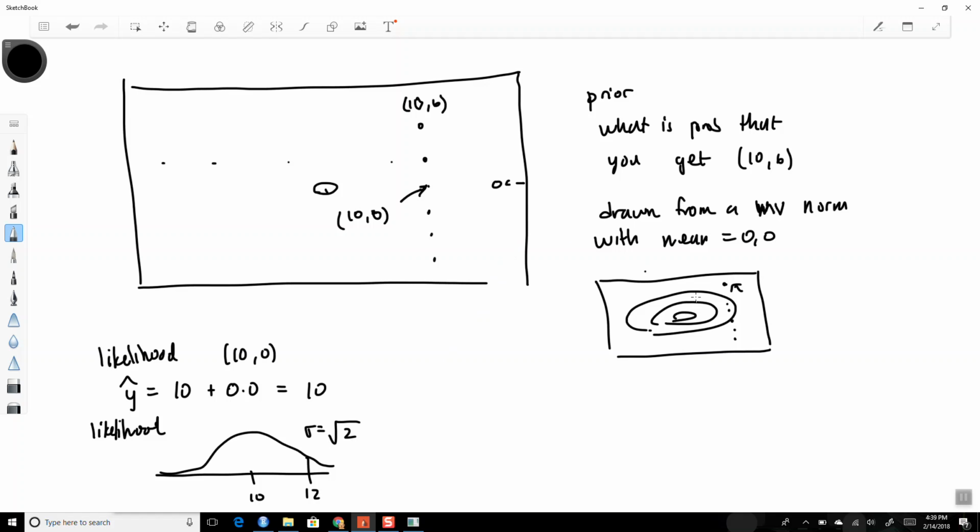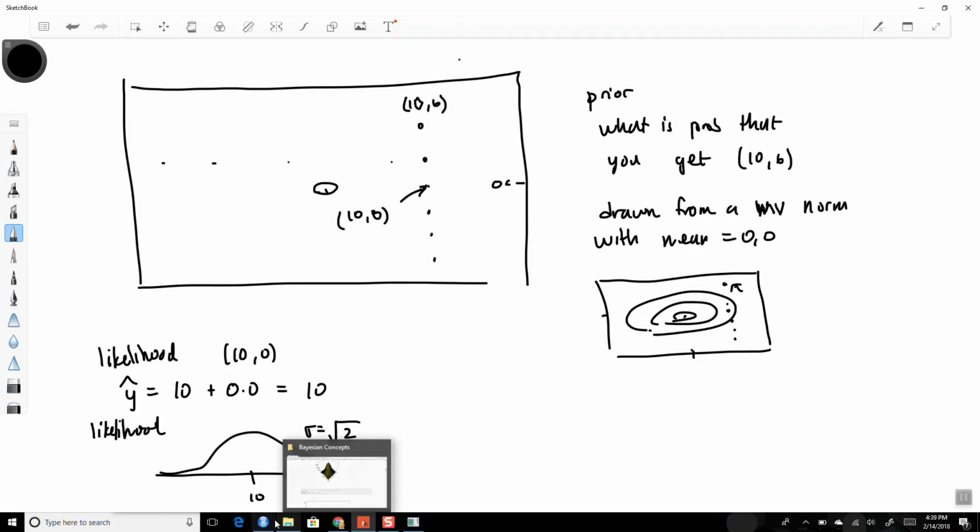And then over here we ask, well, what's the probability in our prior distribution of getting 10 comma 0? If our multivariate has a mean of 0, 0, well, the 10 is unlikely, but the 0 is most likely, so this is going to be the highest, right? And so that's what I'm going to do in R.